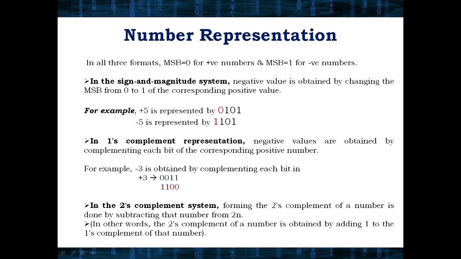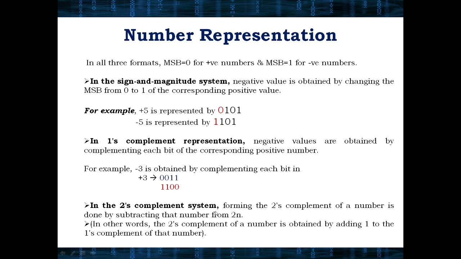Now for ones complement, to get minus 3, we complement each bit. Here it is 1, so we take it as 0, since the complement of 1 is 0. Again 1 becomes 0. Here we have 0, so its complement is 1. So minus 3 can be represented as 1, 1, 0, 0. That is the ones complement. To get a negative value, we complement each bit of the corresponding positive number.